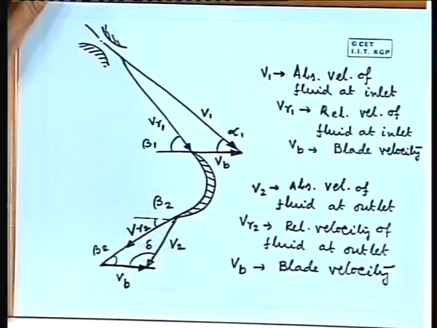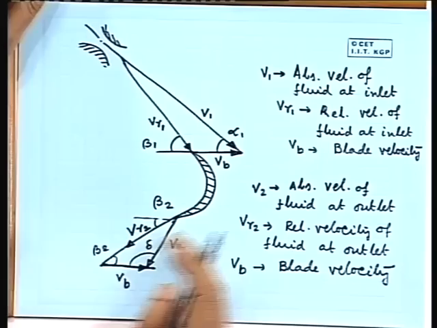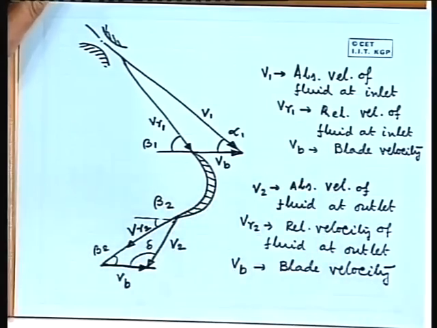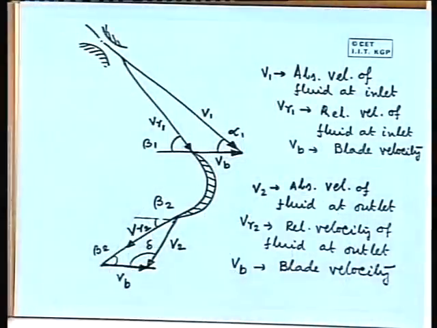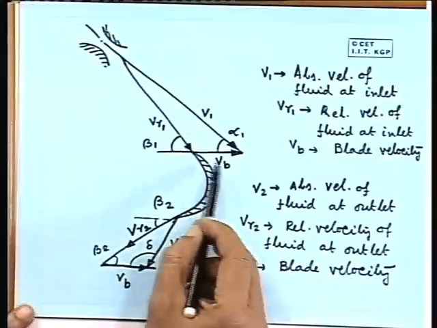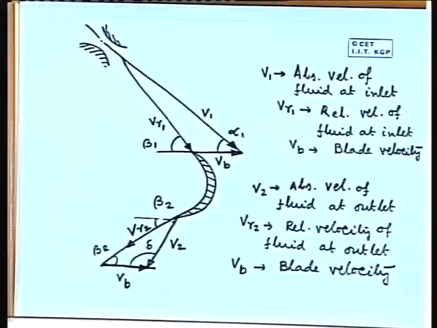So, this is denoted by V1, and it makes an angle alpha 1 to the tangential direction. So, if we call this direction the tangential direction, it makes an angle alpha 1 with the tangential direction, or with the direction of blade motion. Though the blades move in a circular path, for the small amount of time during which it is in contact with the fluid, we will assume that it has a linear motion in the direction given by the arrow VB. It is not really linear, but for the small amount of time during which the steam jet is impinging on it, it has a linear motion in the direction of VB.